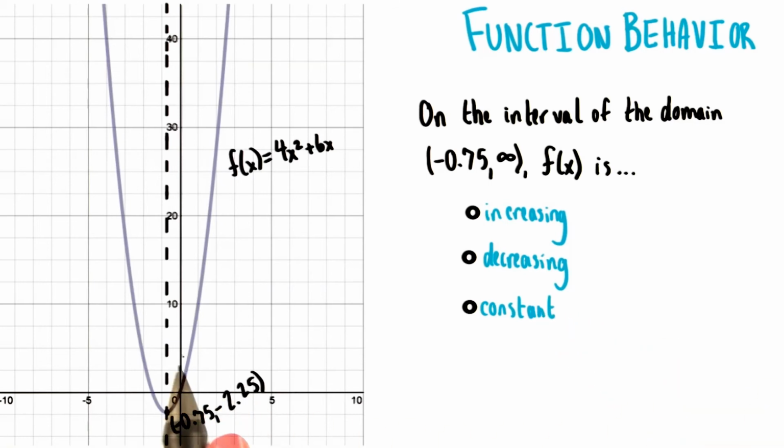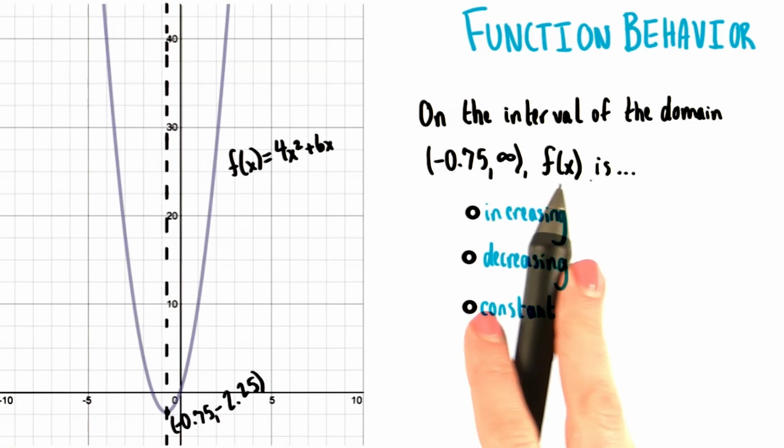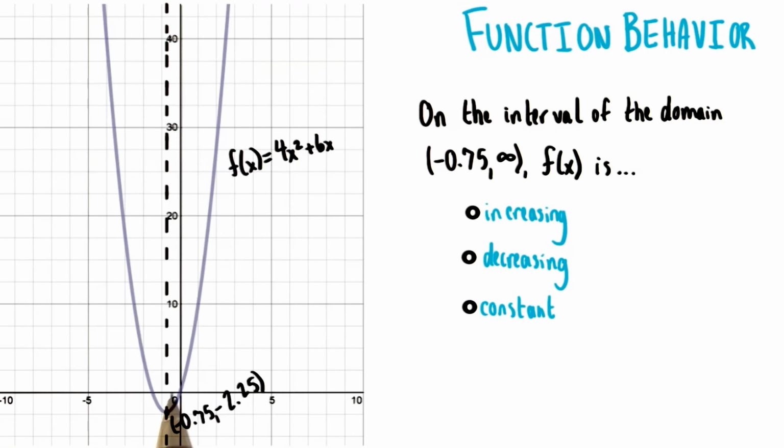So remember that we read graphs from left to right. So this is asking what is happening to the behavior of f of x, the value of the function, the dependent variable, as the independent variable x increases.